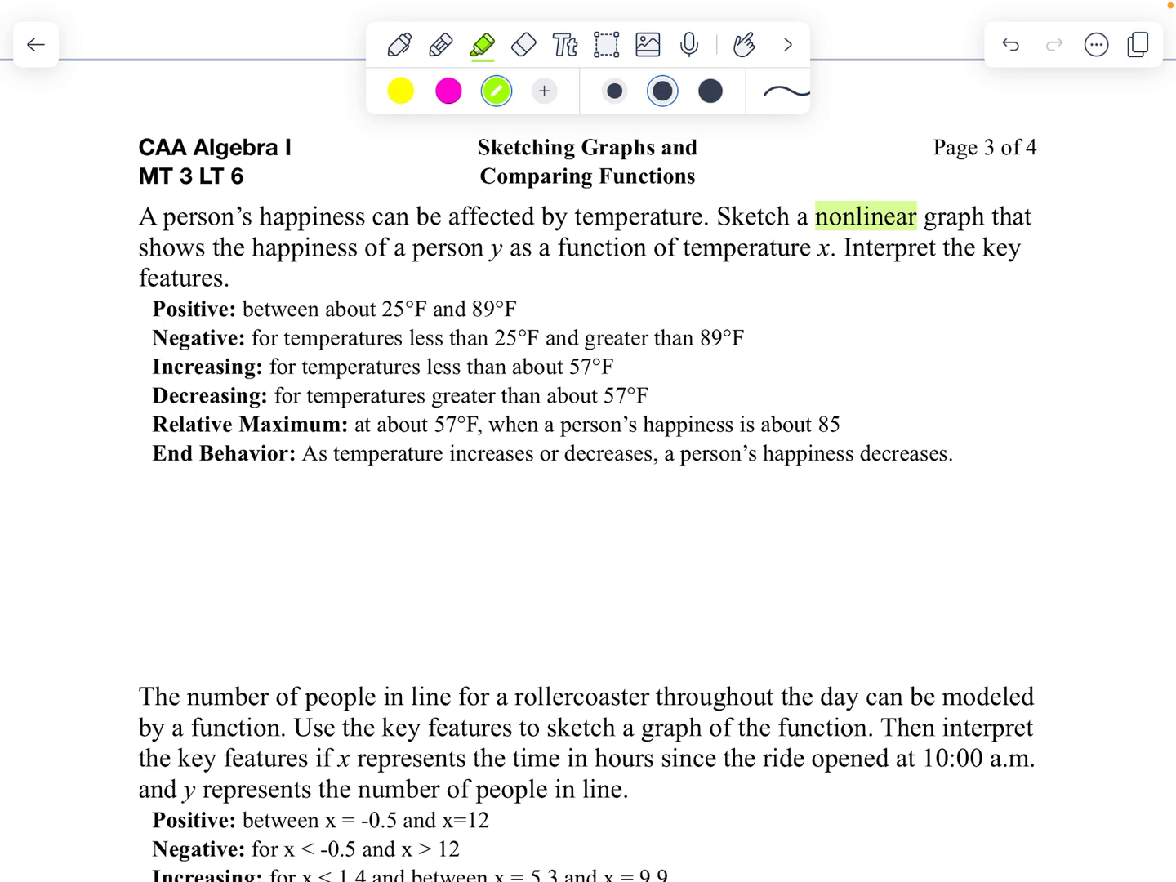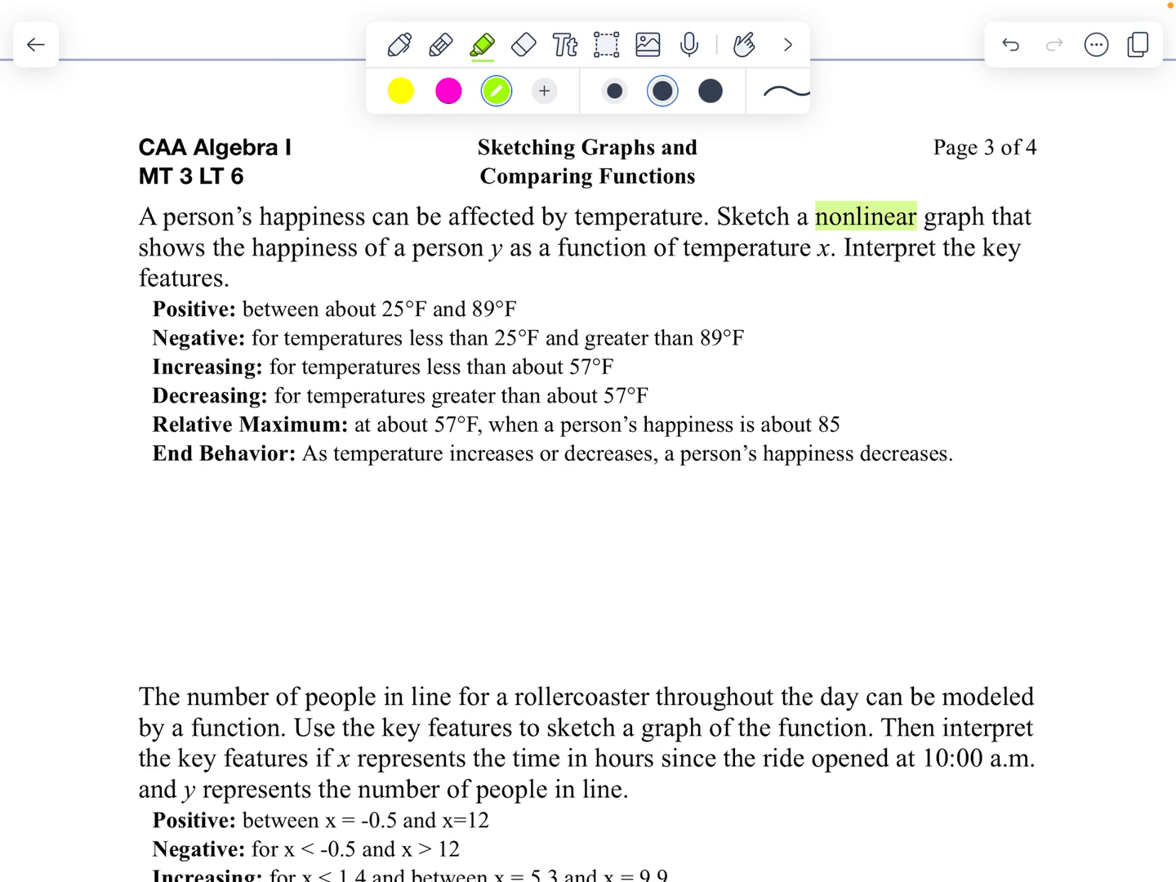I want to interpret the key features. Notice I got some positives and negatives here. It's positive between 25 and 89, and it's negative for temperatures less than 25 and greater than 89. It's increasing for temperatures less than 57. It's decreasing for temperatures greater than 57.